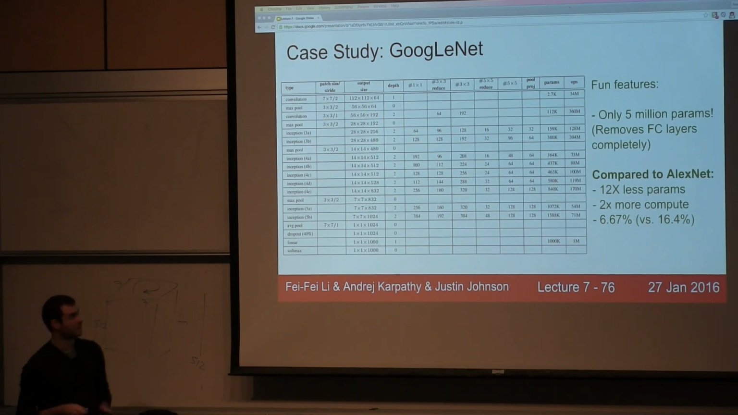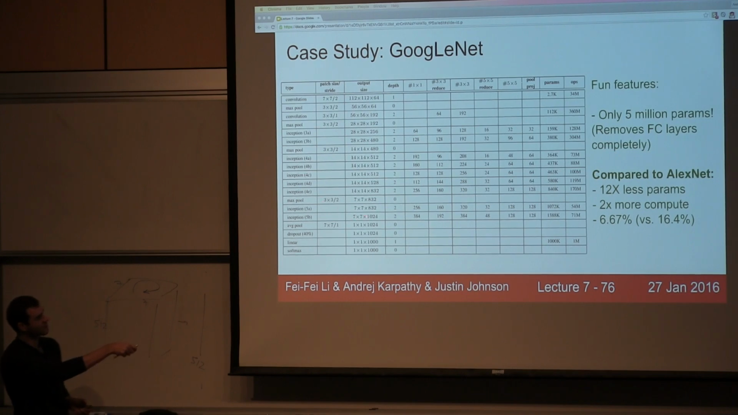What I'd like to point out, though, is you'll see here at the very end, you still have this volume of 7 by 7 by 124 in their case instead of 512. And then, instead of doing fully connected layers, they do an average pool here. And so they reduce 7 by 7 by 124 to just 1 by 1 by 124. And so they save a huge amount of parameters there.